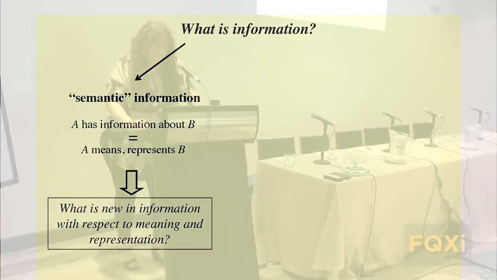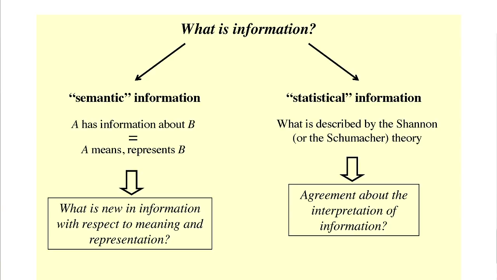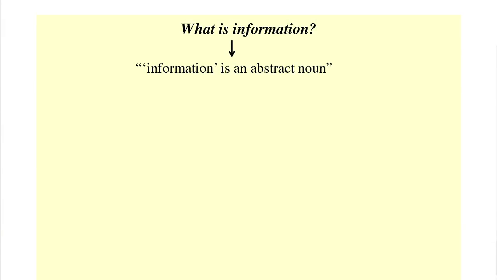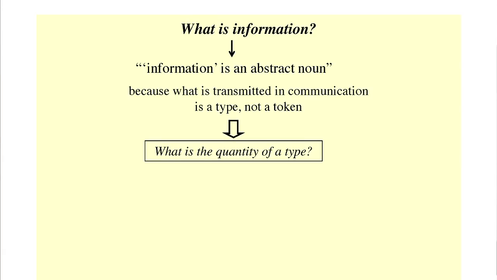Nevertheless, in physics, we are not interested in this view, but in the so-called statistical or mathematical view, according to which information is what is described by the Shannon, or now the Schumacher, theory. But is agreement about the formalism sufficient for agreement about interpretation? At present, it is fashionable to say, at least in the philosophical community, that the word information is an abstract noun. And this is because what is transmitted in communication is a type, not a token. This is strange because I know how to measure information, but I don't know how to measure a type. What is the quantity of a type?